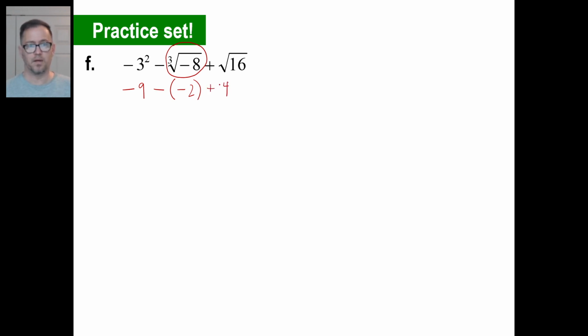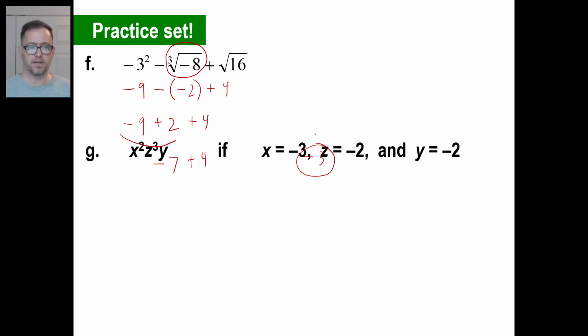There we go. Okay, let's do this here. We have a negative 9. I'm just going to copy it down. The opposite of negative 2, of course, is positive 2, and plus 4. And negative 9 plus 2 will give us negative 7. Then we're going to add 4 again. Negative 7 plus 4 will be, of course, negative 3. There we go. That's F. All right, pause it and try G.